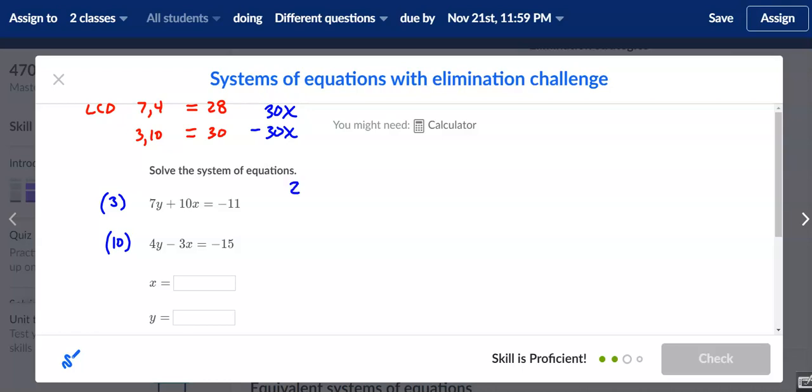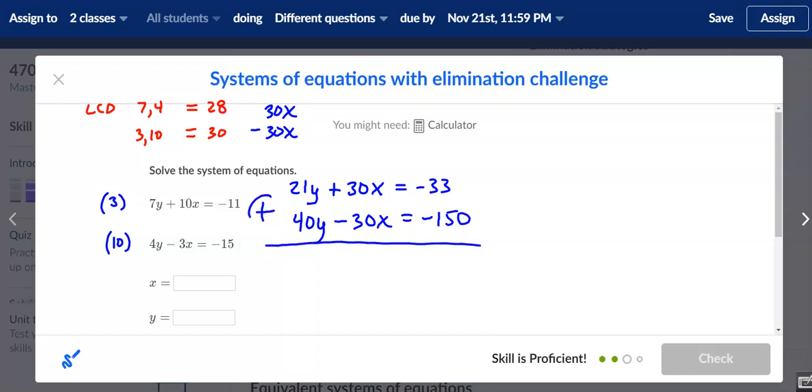So let's do this. We got 21y plus 30x equals negative 33. The bottom row, we're going to have 40y minus 30x. I get my opposites I want. Equals negative 150. And I can now combine them by addition. I'm going to get 61y. The x's eliminate. Then over here I get a negative 183, which looks pretty nasty. But once you bust it out and divide by 61, it goes in there 3 times. I was a little bit nervous.